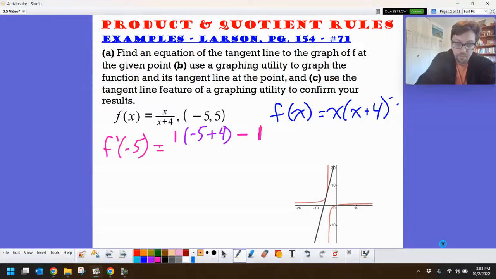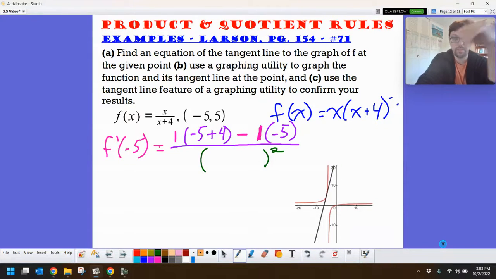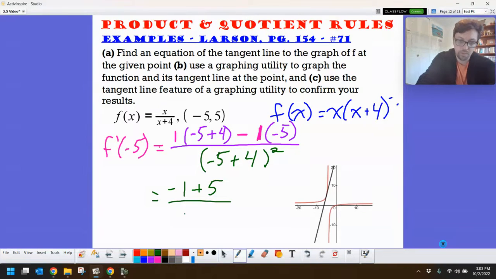The derivative of the bottom is going to be 1 times whatever is on the top, which is just an x, but I'm replacing all of my x's with negative 5s. All over whatever is in the bottom squared. And what's in the bottom is an x plus 4, but I'm going to put a negative 5. I think I've been saying 5s all this time, but I'm actually putting in negative 5s now, aren't I? All right, so negative 5 plus 4, that's negative 1. And then negative 1 times negative 5, that's plus 5. Over negative 1 being squared. So that is, let's see, 4. So the derivative at that point is 4.